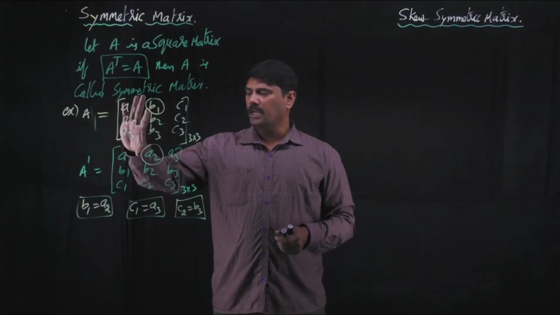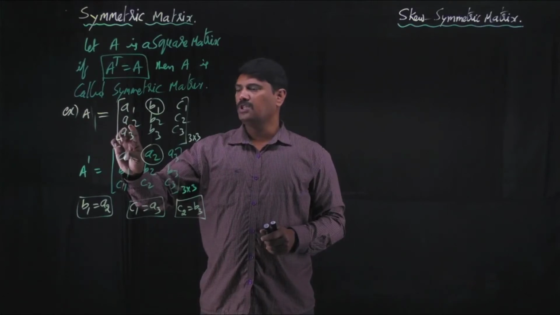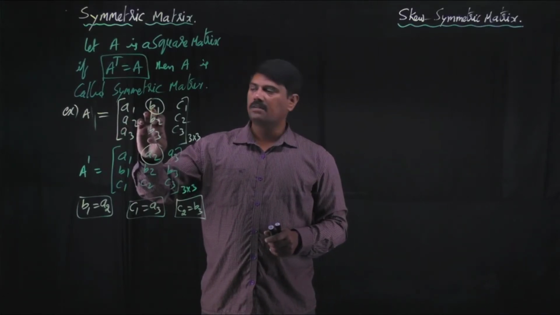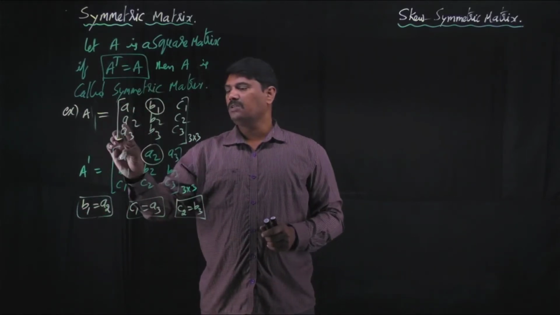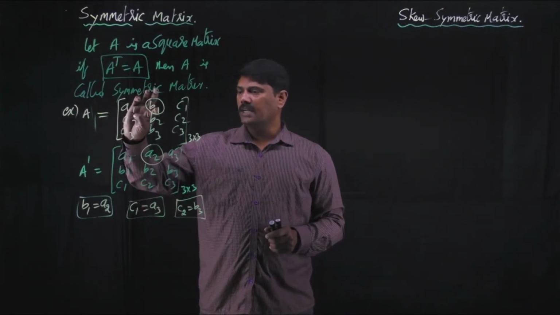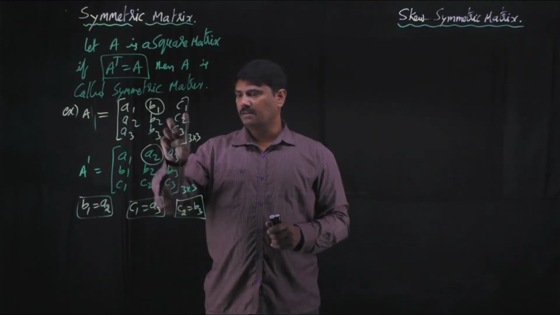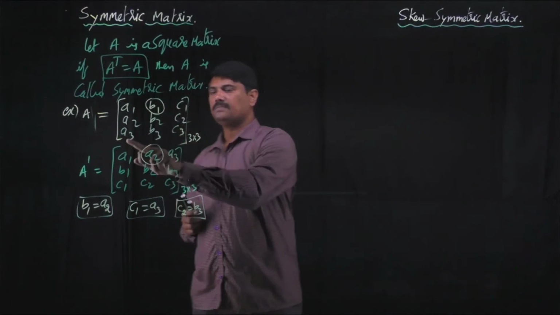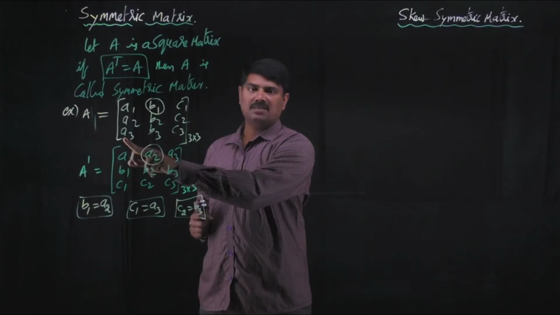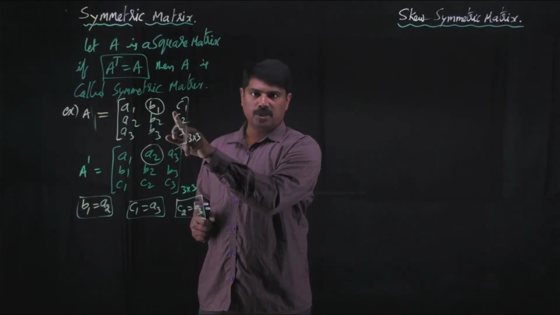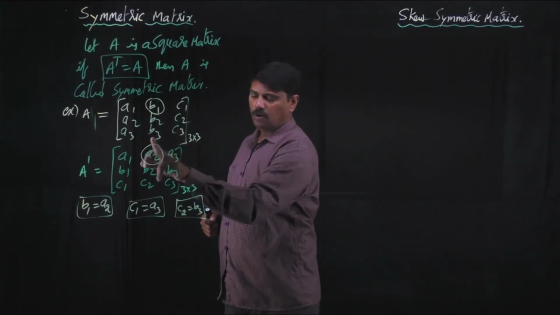So b1 has to be equal to a2. That means a2 is in the first row second position, and b1 is in the first row second element. So the first row second element and the second row first element have to be equal. Next, another one, c1 has to be equal to a3. c1 is present in the first row third column, a3 is present in the third row first column. That means the 1 3 position element and the 3 1 position element have to be equal. And this one, c2 equal to b3.